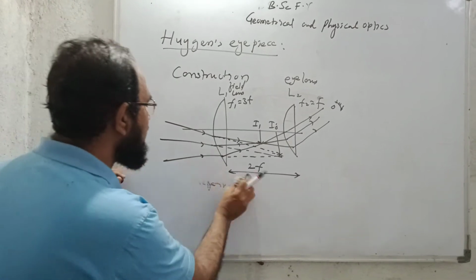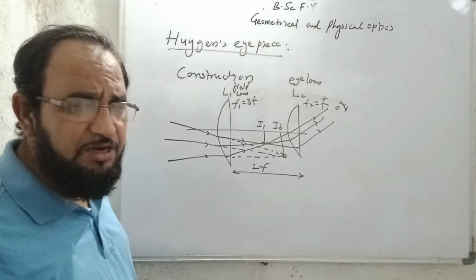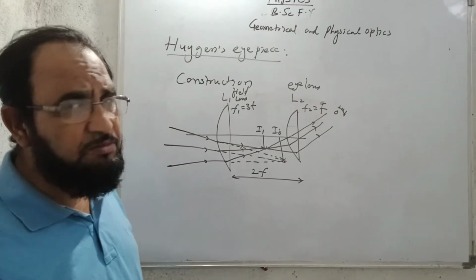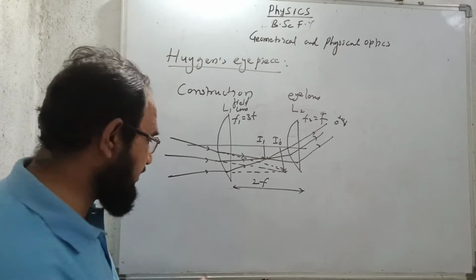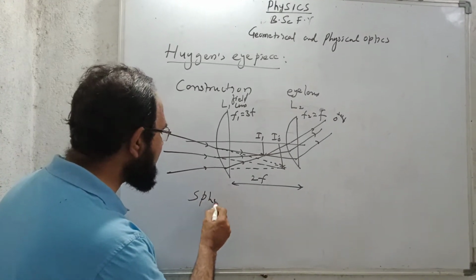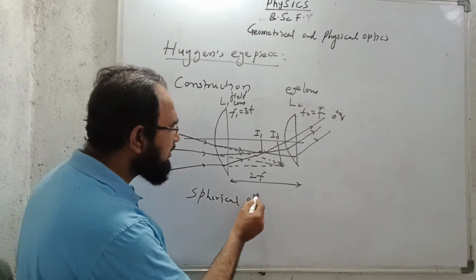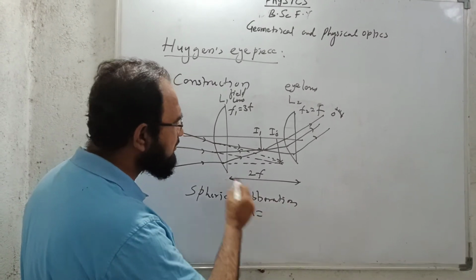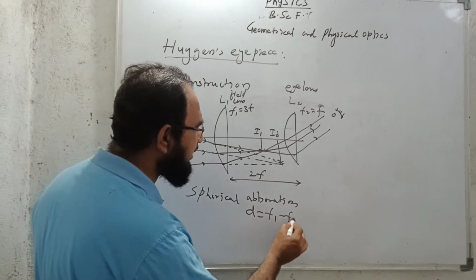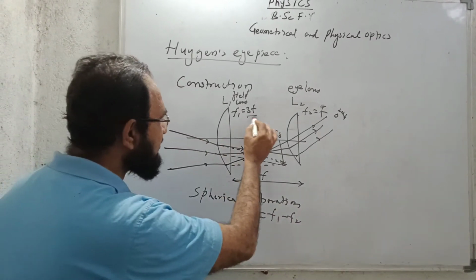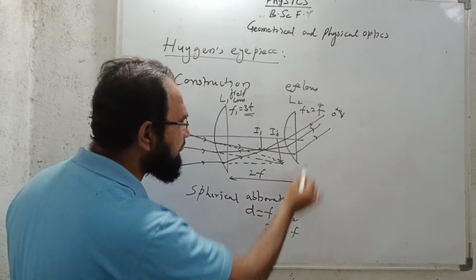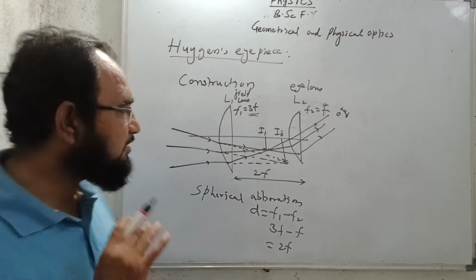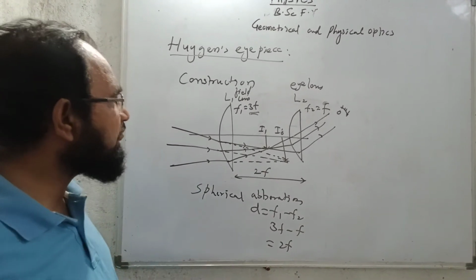Now, whether there is spherical aberration or chromatic aberration: this eyepiece is free from spherical and chromatic aberration. For spherical aberration, the condition is that D, the distance between the two lenses, should be equal to f1 minus f2. If I take 3f minus f, that is 2f, so spherical aberration is not there in this type of eyepiece.